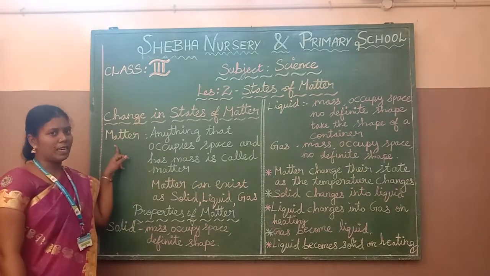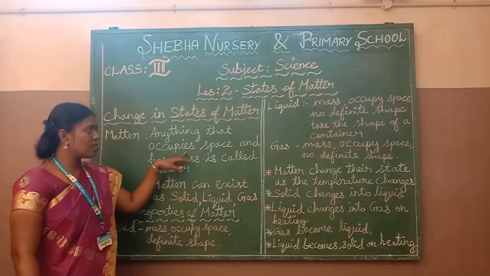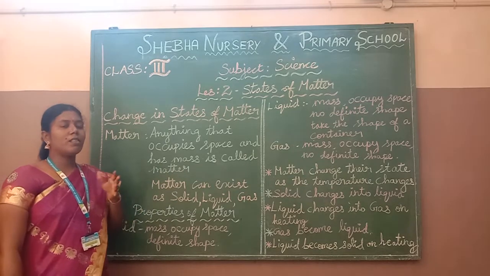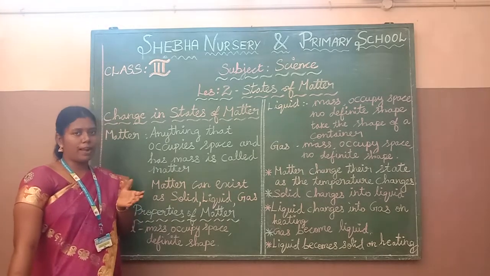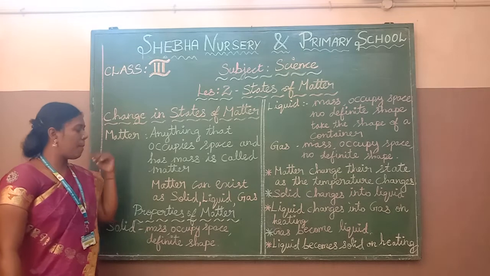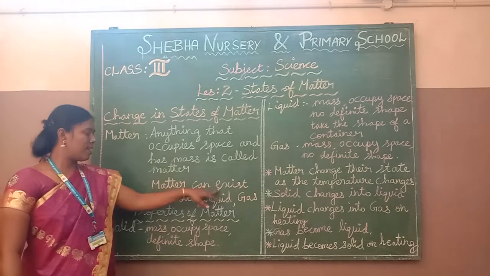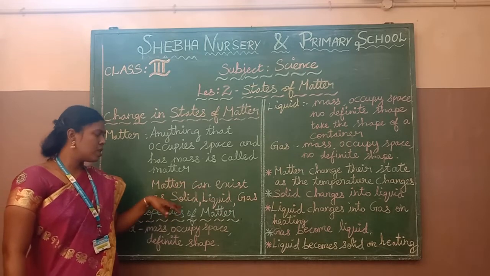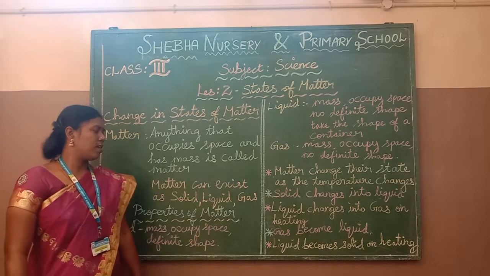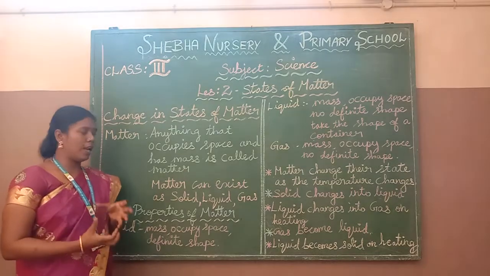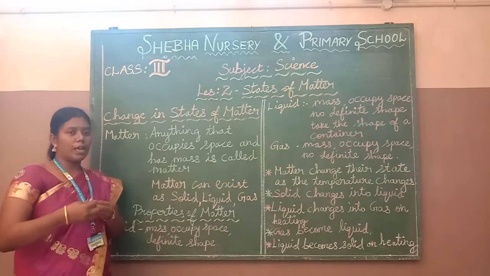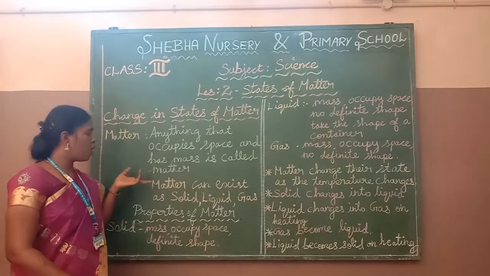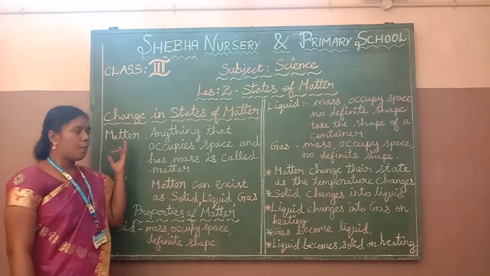What is meant by matter? Anything that occupies space and has mass is called matter. The things you can touch and feel are matter, children. Matter can exist as solid, liquid, or gas. Solid means a hard, firm thing. Liquid means a watery thing. Gas means vapor. Here we have already learned about this in the previous class.